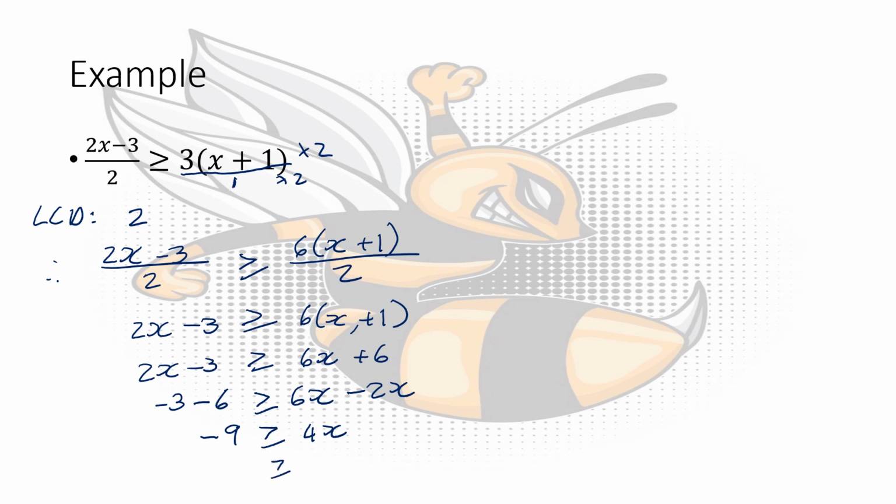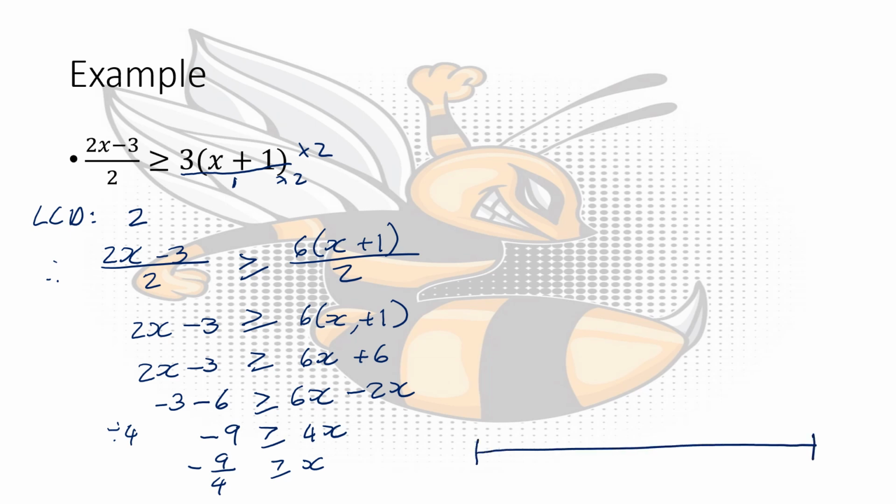And then I just divide on both sides with 4 to get my x alone. So x is smaller than or equal to minus 9 over 4. Remember, the sign to which the mouth of the inequality is open, that's always the bigger side. From there, we need to draw a number line again.